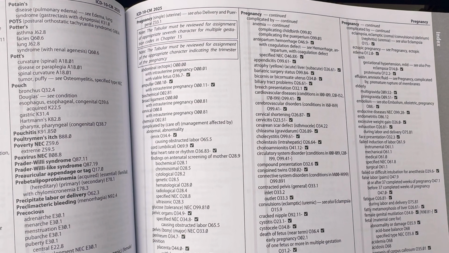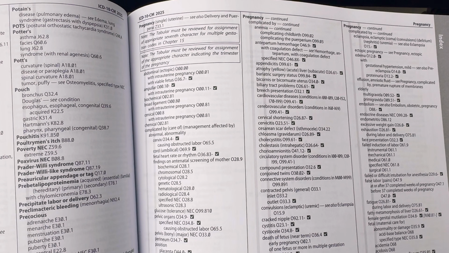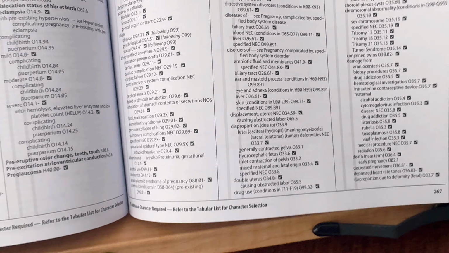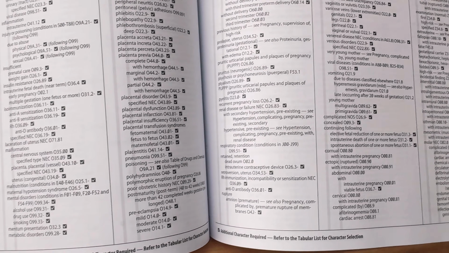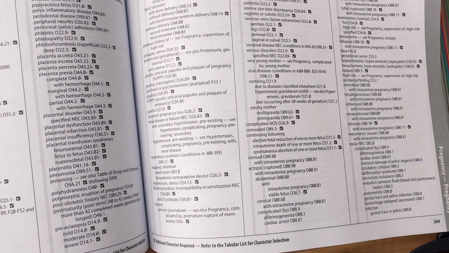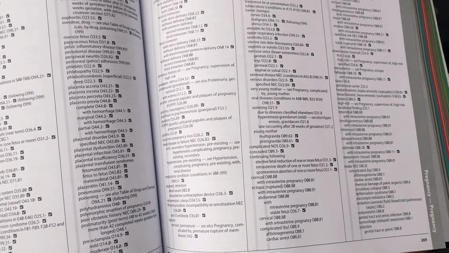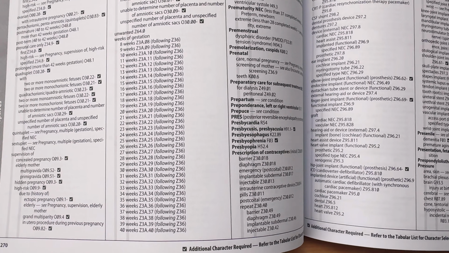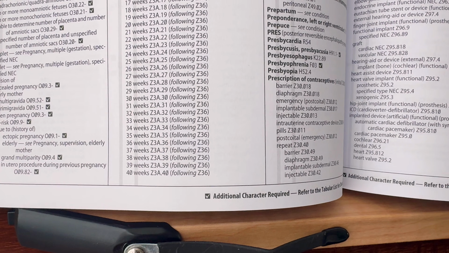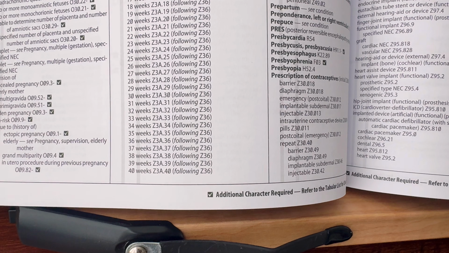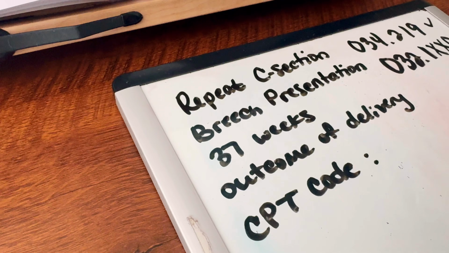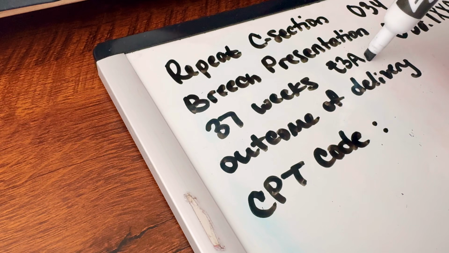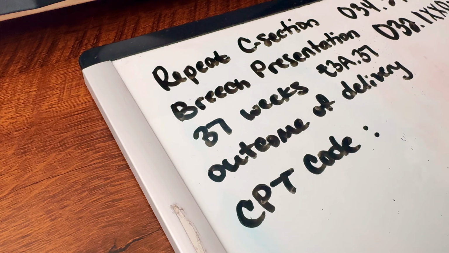So here I am at pregnancy. I didn't look underneath delivery. I'm not even sure if they have the weeks of gestation at the delivery section. I don't think they do, but for weeks of gestation, you will look up the term pregnancy, and then we will look for the weeks of gestation, which is right here. I said she was 37 weeks, so Z3A.37 is our diagnosis code that we will have to look up. I'm just going to write that here, and that Z is terrible, but it's Z3A.37.